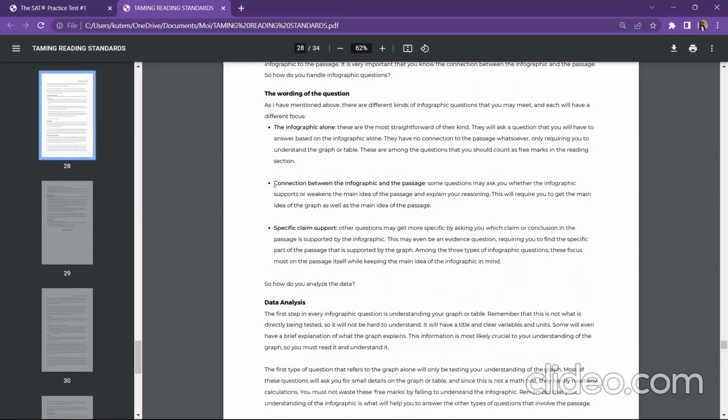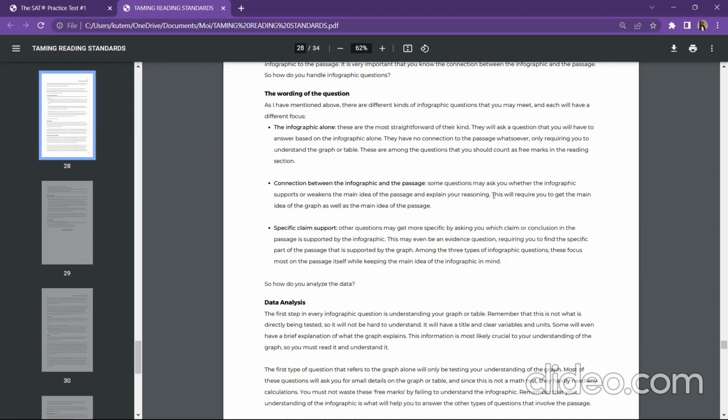And then the majority of the questions are going to ask you about a connection between an infographic and the passage. So basically asking you, why is this infographic there? Is it supporting something that has been said in the passage? Is it refuting something that has been said in the passage? Okay, so some questions will ask you in what way the argument is supported or weakened by the infographic that has been given to you.